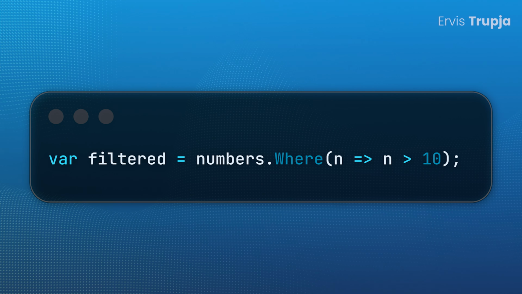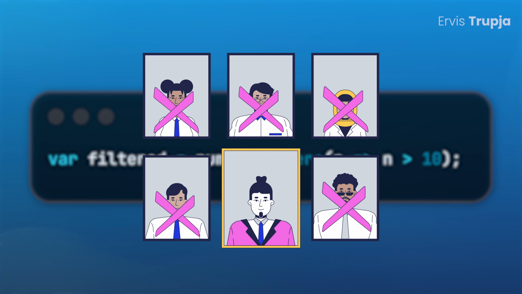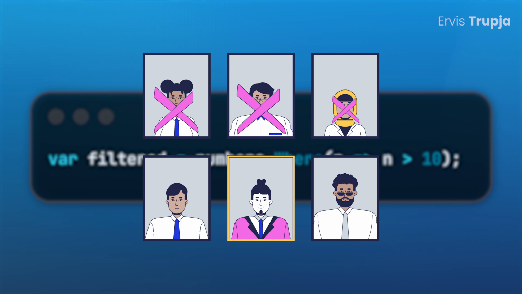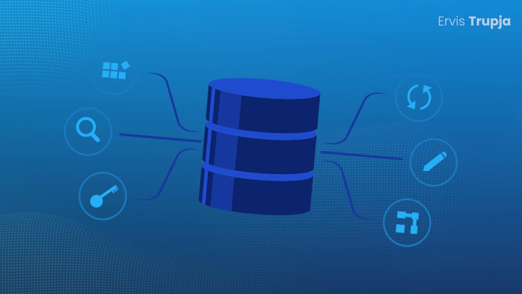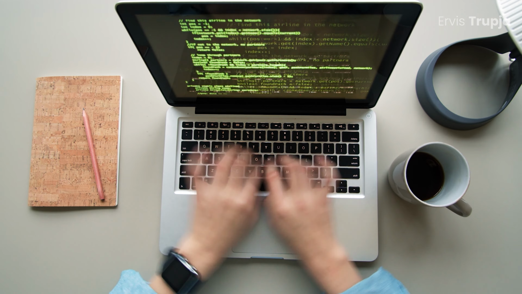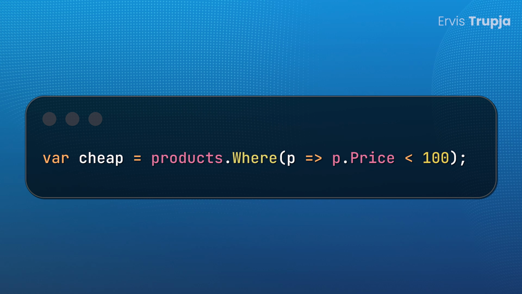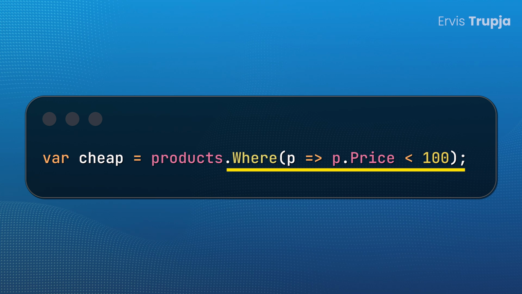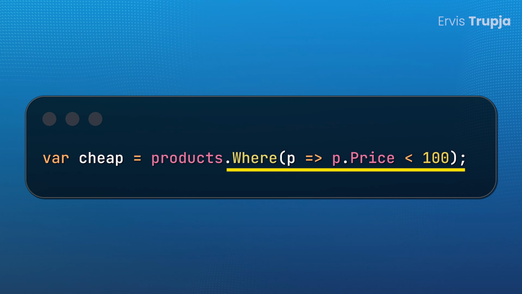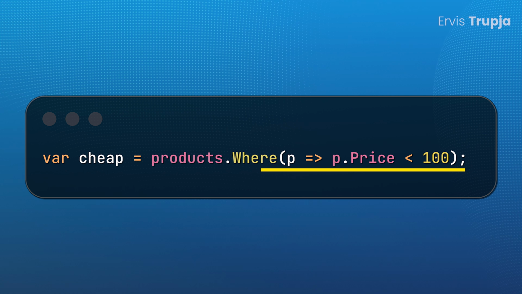The where method works like a data bouncer that only lets in elements matching your rules. Once you get good at filtering, you can handle most data selection tasks you face in daily programming. Basic filtering is simple. You just use the where method and then define the condition. In this case, we find all the products that are less than $100.